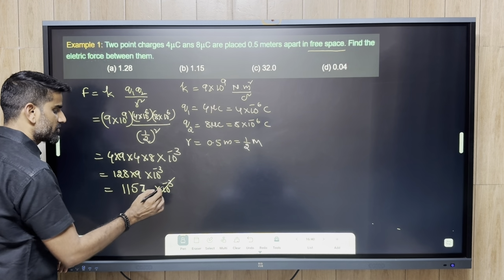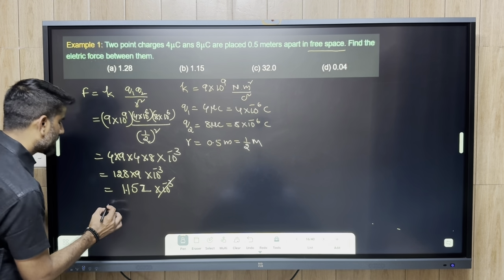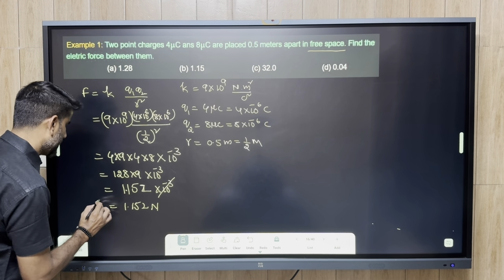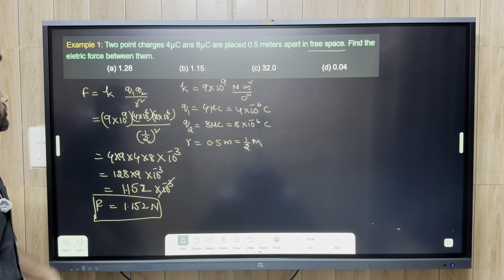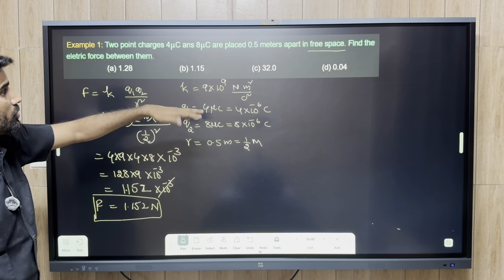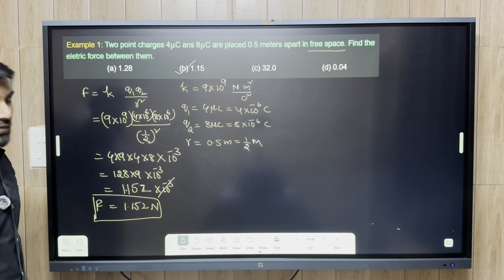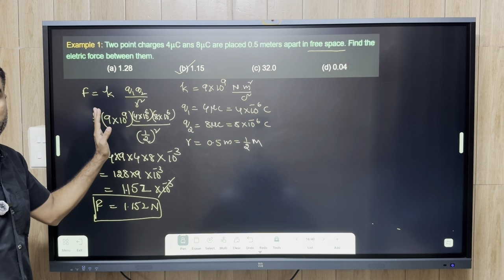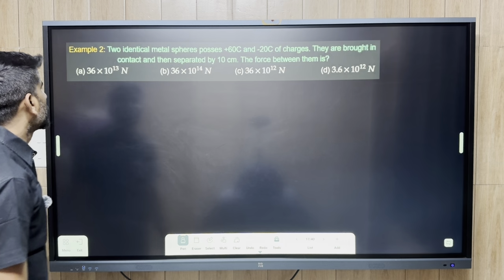With the minus 3, the decimal point can be taken to this side. Now what am I getting? 1.152 newtons is the force between the two charges. So where can we find this value? 1.15 is the approximate value, because no other option is matching. Hope this solution is clear to you. Let's move on to the next one.